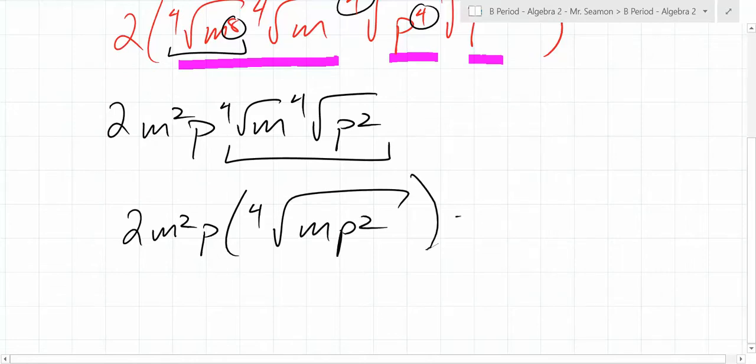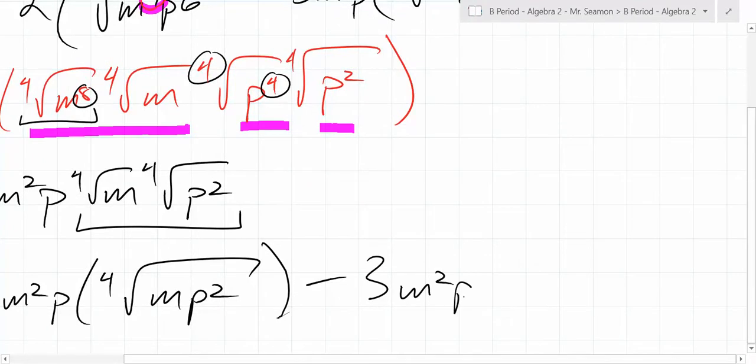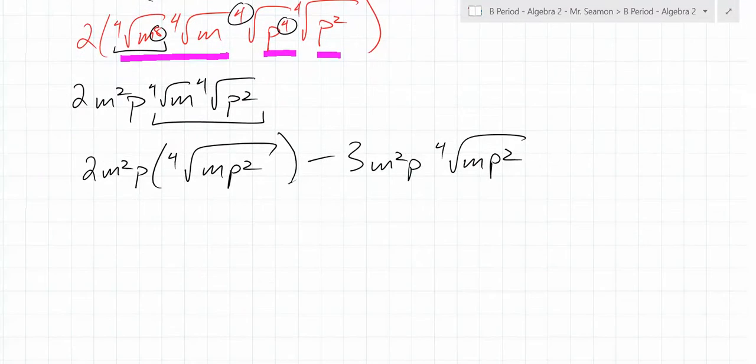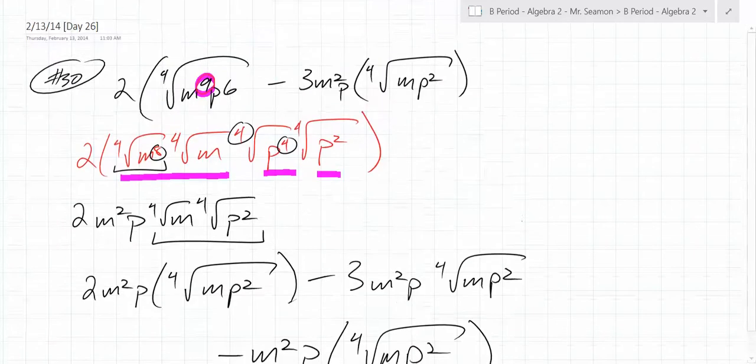Oh, and is that what you wanted? Yeah, you end up with what? Minus what? 3m squared p times the 4th root of mp squared. Now can you combine them? Sure, you have 2 of them and you're subtracting 3 of them, so what do you end up with? Negative, yeah, like this, right? Okay, so we'll do this again.